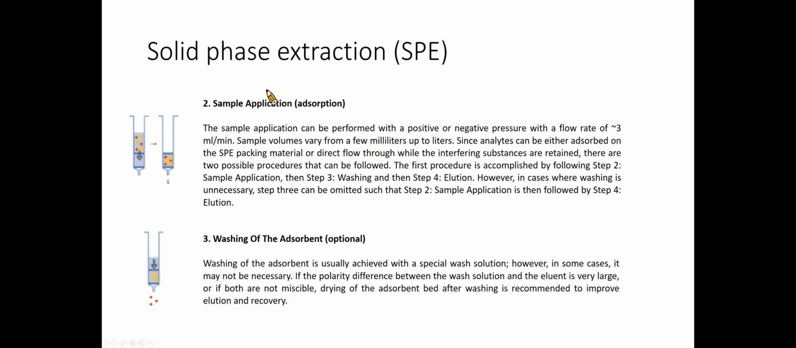The second step is sample loading. Sample loading can be achieved using a positive or negative pressure. You should evaluate if the SPE packing material's capacity is enough to retain your analyte. Sample loading can be followed by a washing step or elution step, depending on whether the adsorbent can retain the analyte or not. If the adsorbent can retain the analyte, then we would proceed to step 3, washing.